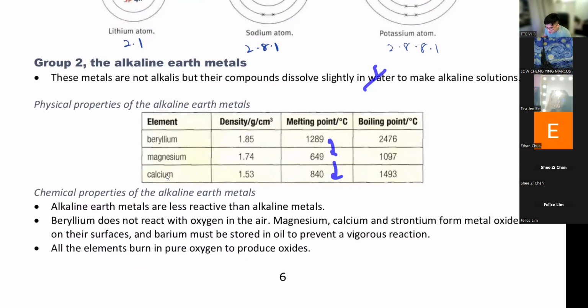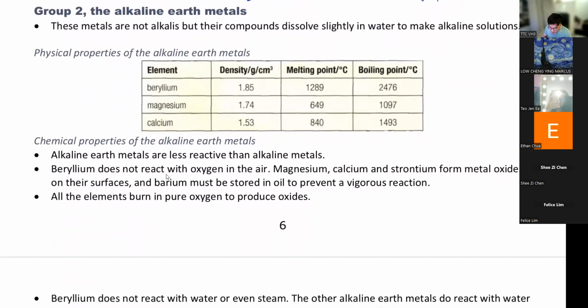Melting point decreases as well. Boiling point decreases as well, same as what you see up there. Oh wait, they decrease first, then they increase. This is a bit funny, right? You don't ask me why, guys. This is on your syllabus. So chemical properties, they are less reactive. This is what you need to know. They are less reactive than alkaline metals.